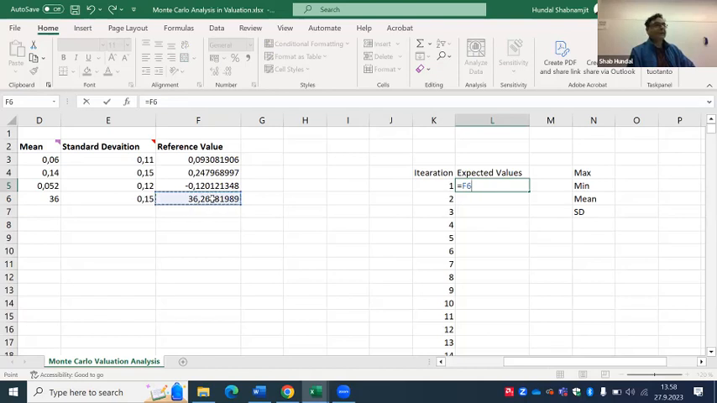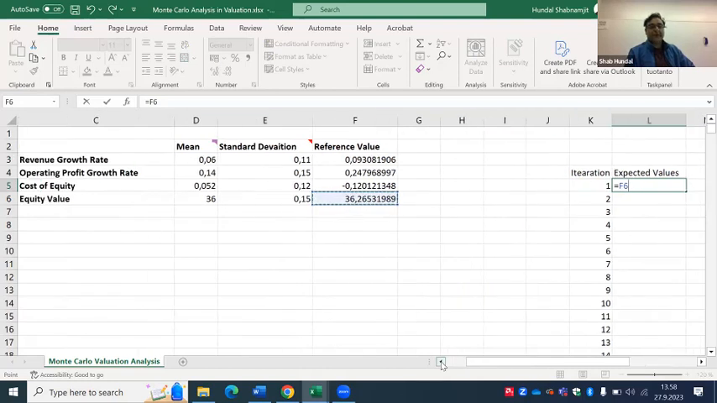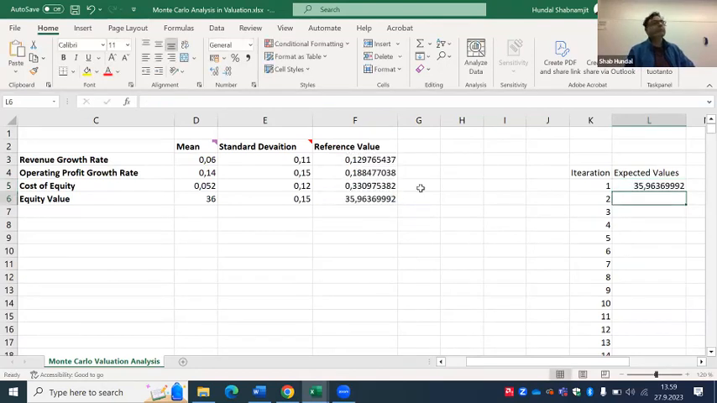Okay. Remember the equity value? The equities, after all, you're going to estimate the price of the stock. And what was the stock value? The stock price, the reference value, was 36 euros and some 27 cents, right? You can reduce the decimal point, that doesn't matter much. That is the first value. All good?